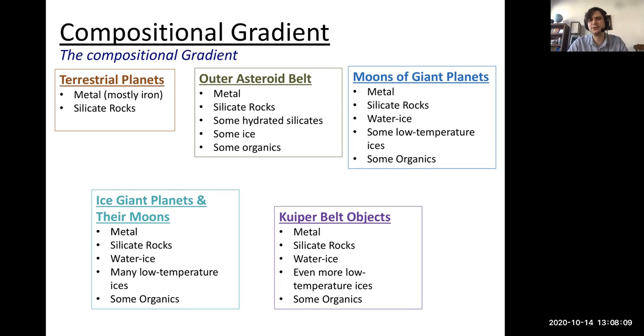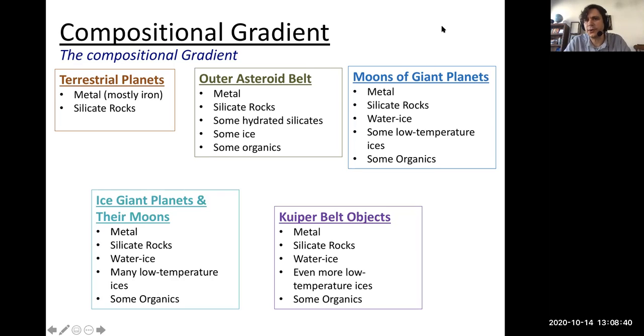So we have this nice gradient of adding ingredients, building blocks that these planets and solar system objects are built out of. Our formation idea better be able to explain why we observe this compositional gradient. There must be some natural reason, some physics behind all of this, and really it's more chemistry in this case, physics and chemistry that defines this chemical composition gradient that we observe in our solar system.